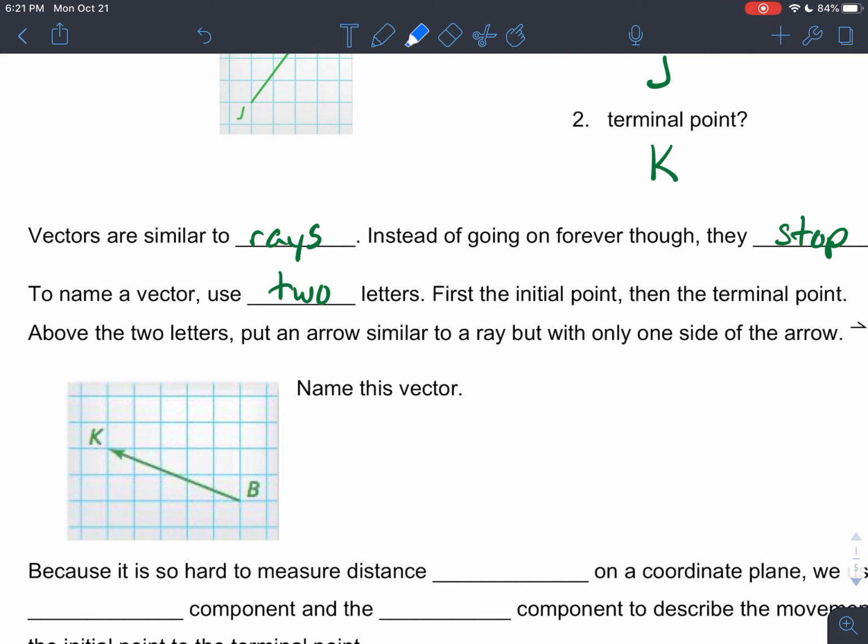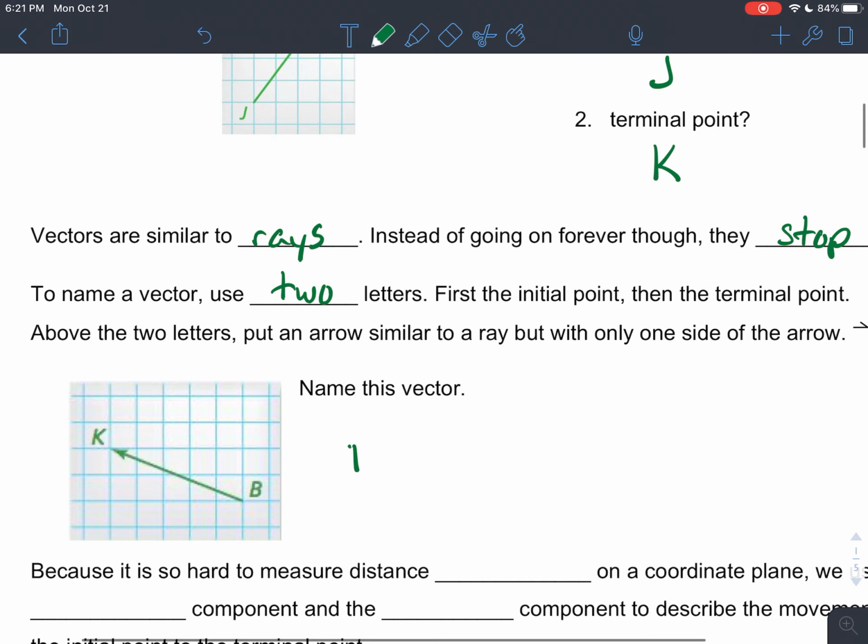Talk to your neighbor. Alrighty, that's hopefully long enough. All right, so where does the vector start? Well, it starts at B and ends at K. So BK with the one-sided arrow above it. That's vector BK.